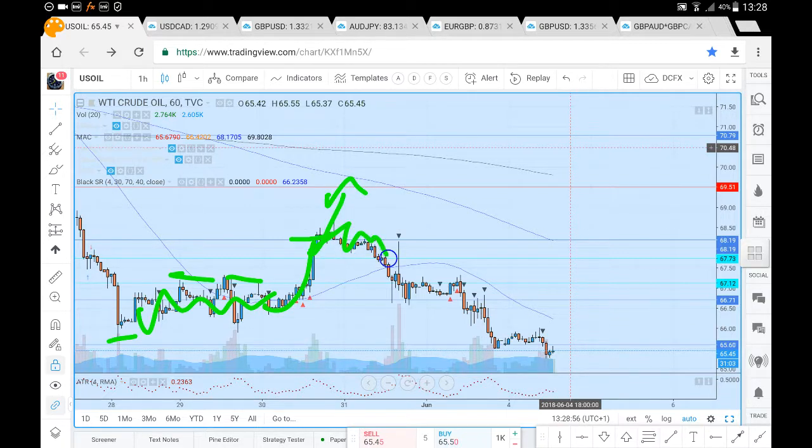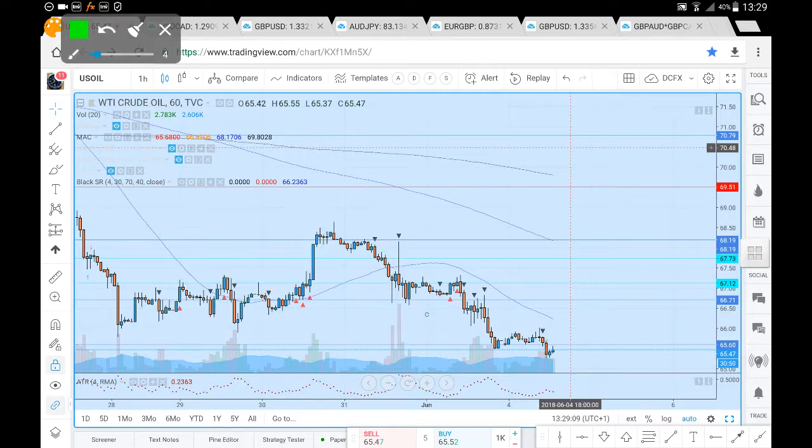Instead, what we did see was a breakdown in prices from the 68.19. We've had a brief move up towards our 68.19 for another test, but we did see a further breakdown in prices. From there, we had prices come down towards our 66.71, retested 67.12, retested 67, breakdown in prices.